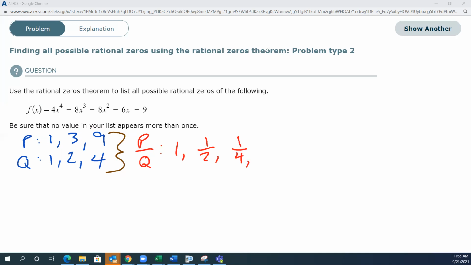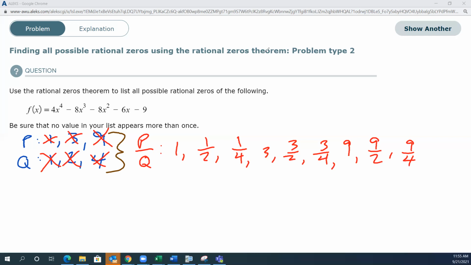Clearly, the math involved is not super challenging, and that's cool. So we took care of that guy. 3 over 1 is 3. 3 over 2, 3 halves. 3 over 4 is 3 quarters. Cool, so that guy's done. 9 over 1, 9. 9 over 2, 9 halves. 9 over 4, 9 fourths. So we have taken care of all combinations.